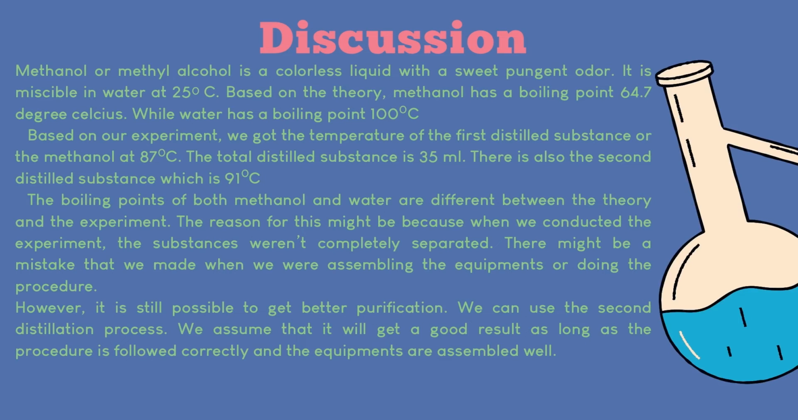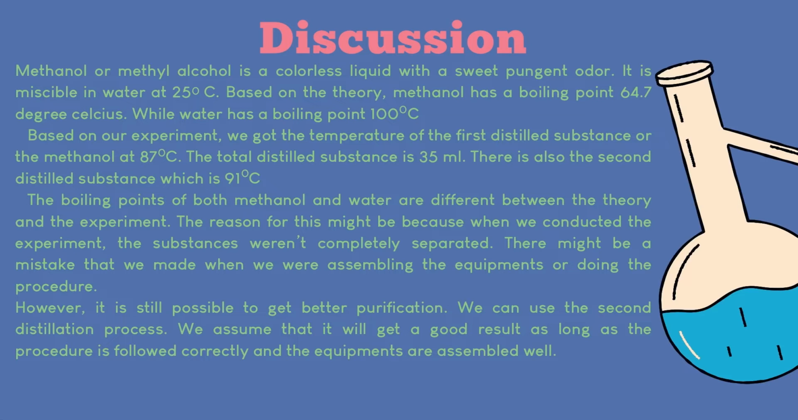Methanol or methyl alcohol is a colorless liquid with a sweet pungent odor. It is miscible in water at 25 degrees Celsius. Based on the theory, methanol has a boiling point of 64.7 degrees Celsius, while water has a boiling point of 100 degrees Celsius. Based on our experiment, we got the temperature of the first distilled substance, the methanol, at 87 degrees Celsius. The total distilled substance is 35 ml, and there is also the second distilled substance, which is at 91 degrees Celsius. The second substance is the water.